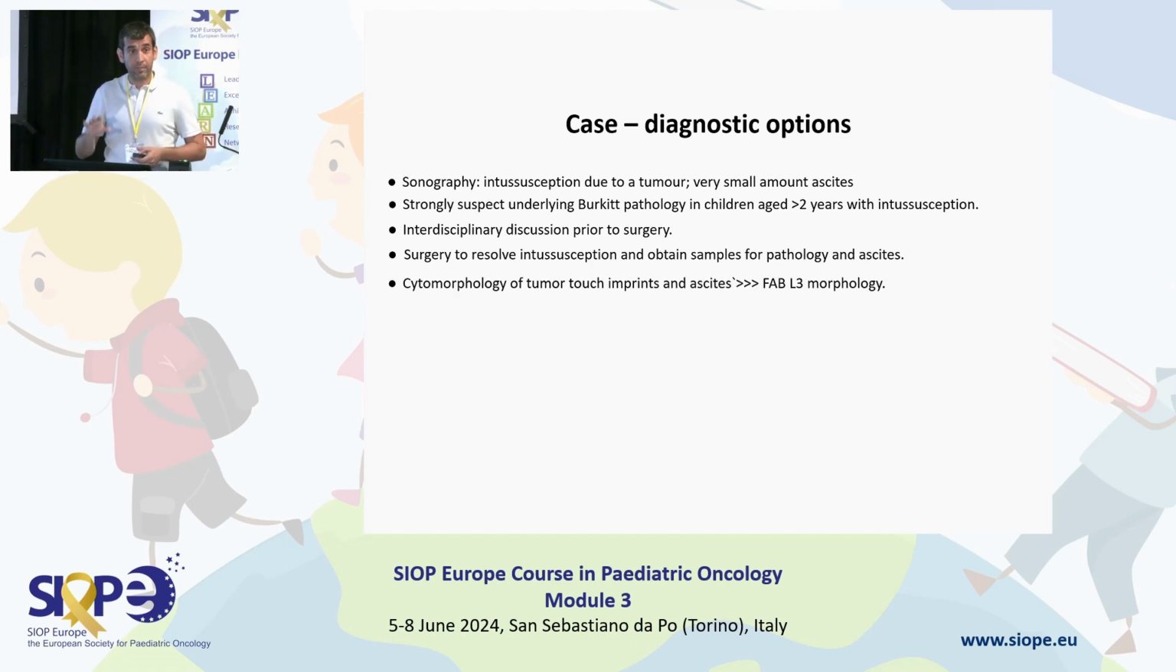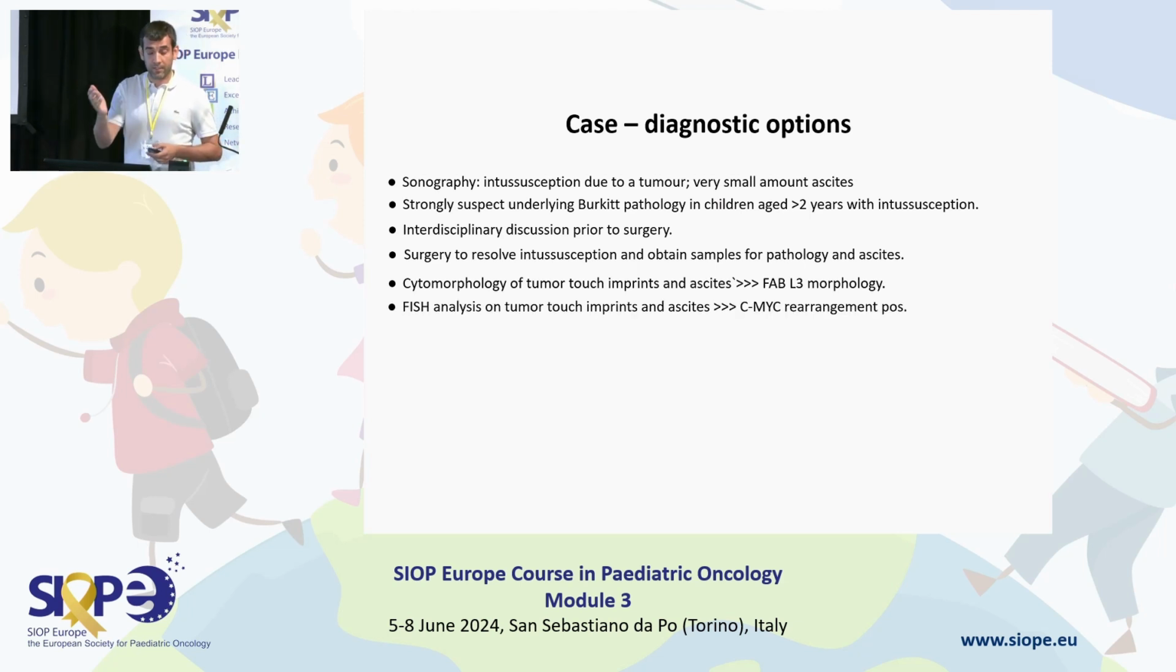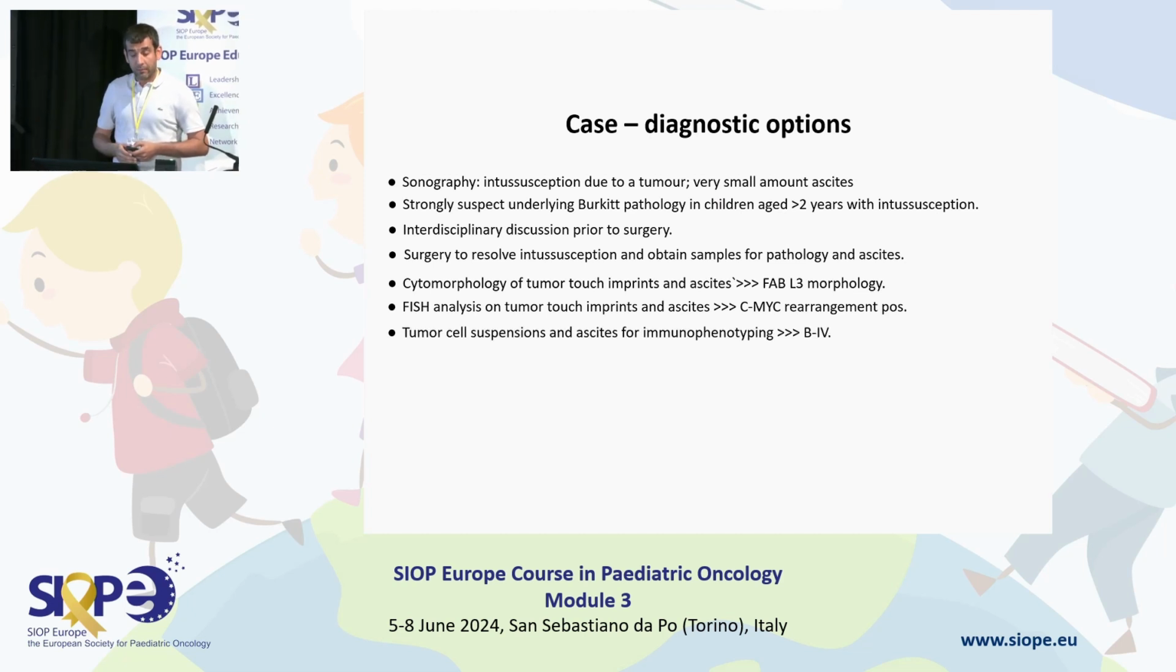Do tumor touch imprints, then you have the diagnosis with the morphology, perform a FISH analysis as we did for the first patient. You can do it on both materials and make tumor cell suspensions to establish the mature B-cell immunophenotype. And then, if you have the diagnosis made yourself, you can start the treatment. And you don't have to wait, let's say, 3 days until the pathologist tells you that it is a Burkitt lymphoma. Does it make sense for all of you? Or do we agree?